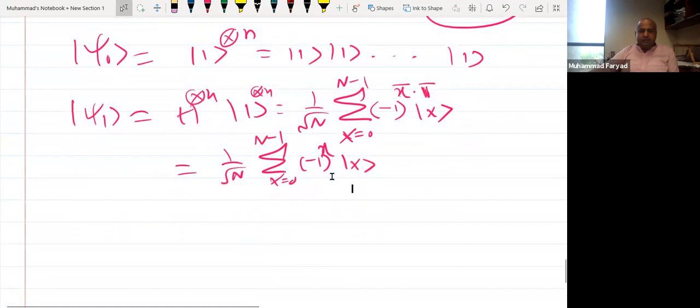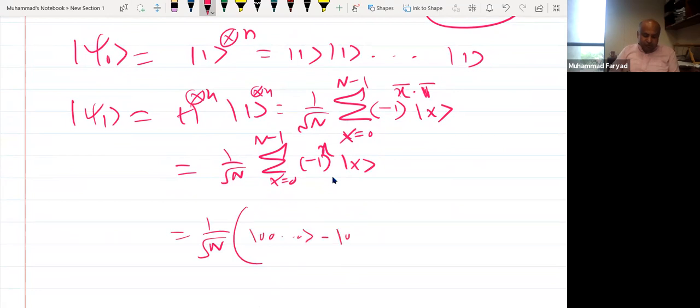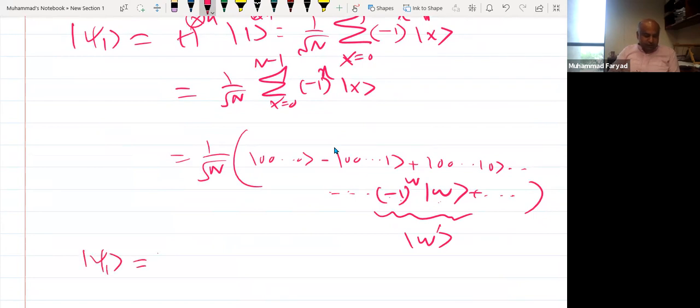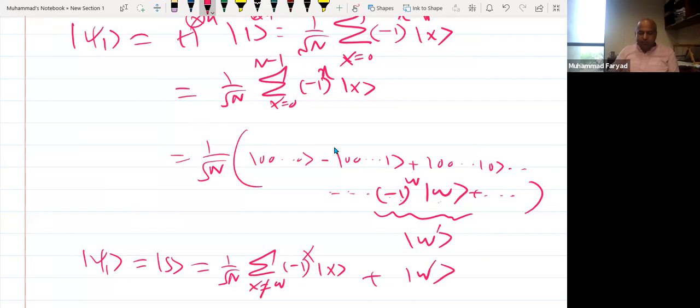Now again, as we did last time, let's imagine that this state is |0,0,0> minus |0,0,1> plus |0,1,0>, and so on. And there is a state minus 1 to the power w, which is our solution, and then everything else. There could be a minus sign here, a plus sign here, depending on the exact index of w. So what we can now do is call all of this some w prime. And I can now break up my psi 1, which we called the s state last time. So let's keep calling it the s state. I can break it up into two parts. So one is 1 over square root of N, sum over x not equal to w, of minus 1 to the power x, |x>, plus w prime. So I'm separating it out of this sum.